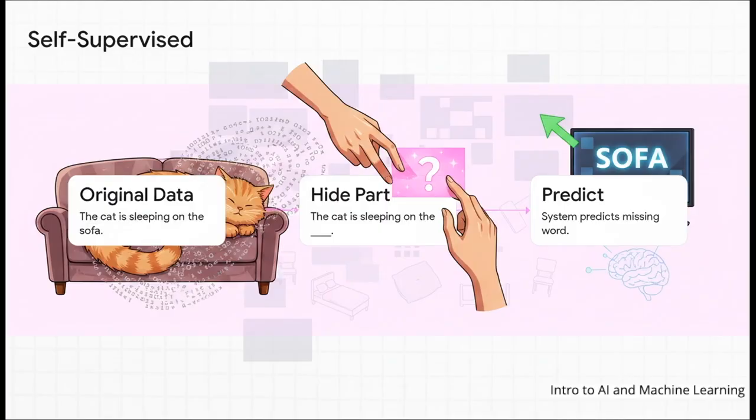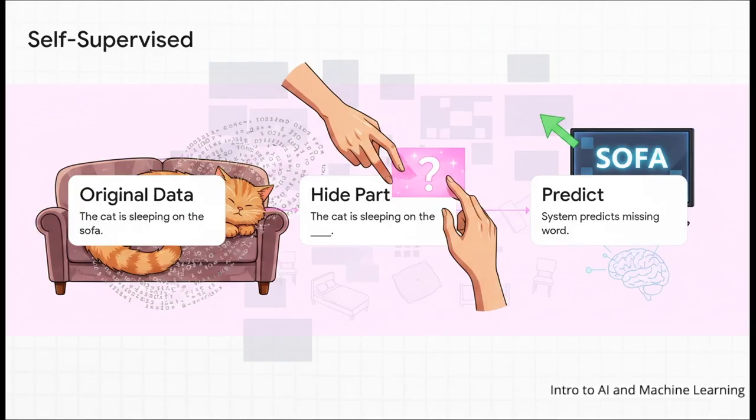And this brilliantly illustrates how self-supervised learning actually works in practice. First, we take raw, unlabeled data right off the internet, like the sentence, "The cat is sleeping on the sofa." Second, the system purposefully hides a part of it, turning it into, "The cat is sleeping on the blank." Third, the system tries to predict that missing word. Because the original data contains the word sofa, the model can instantly check if its guess was correct. It creates its very own test without a human having to label a single thing.